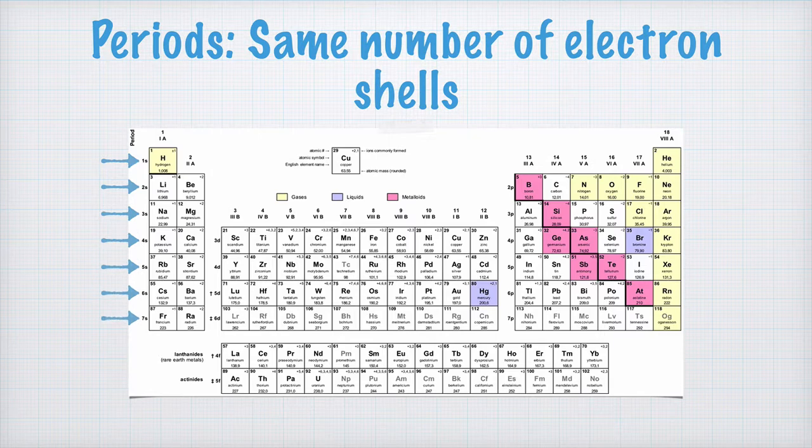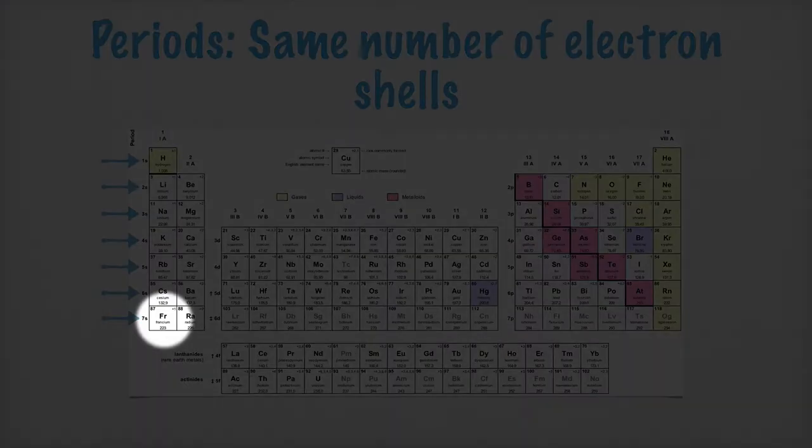In the second period, the atoms have 2 electron shells, and in the third one, 3 shells, and so on. This, of course, means that the size of the atoms increases as we move down in a group, because the number of electron shells increases. That also means that the biggest atom, by volume, is francium, down here to the left.